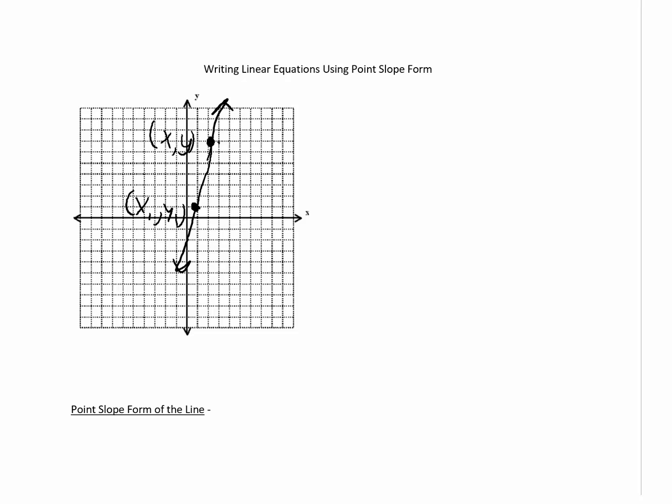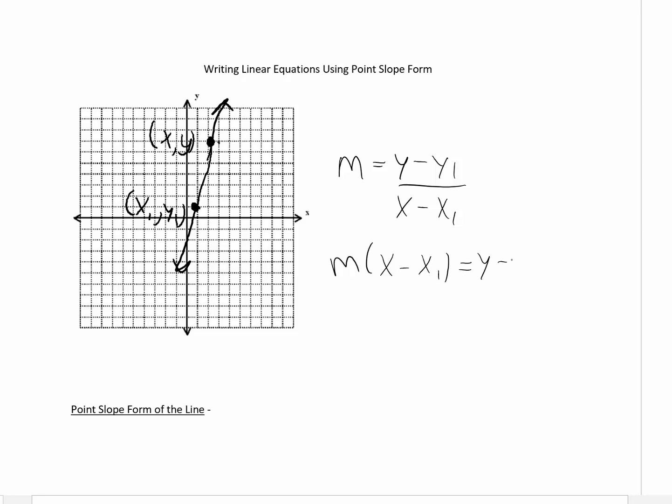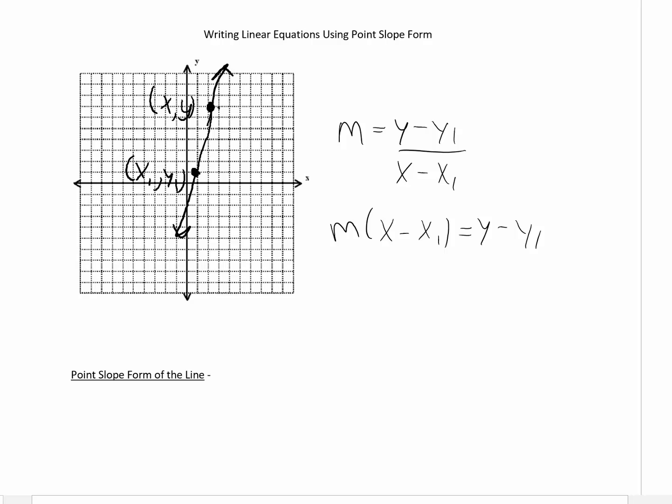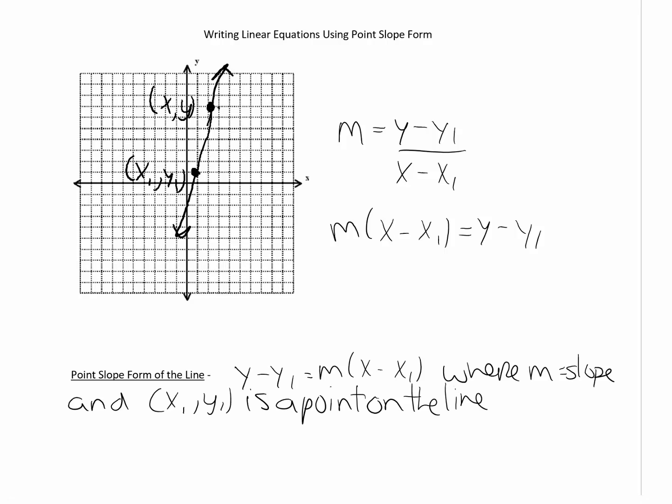I want to be able to calculate what the slope of the line is going to be using these 2 points. Well, the slope is the change in y over the change in x. Multiply both sides by the denominator. And this form right here is what is called point-slope form of the line. So, point-slope form of the line is as follows. y minus y1 is equal to m times the quantity x minus x1, where m is equal to the slope, and (x1, y1) is a point on the line, hence the name point-slope form.